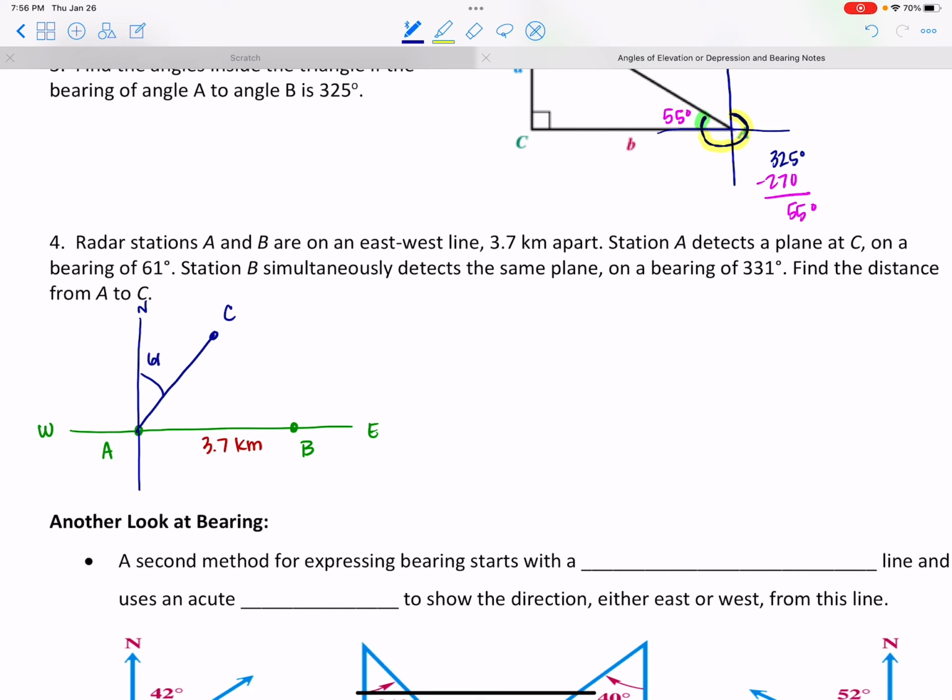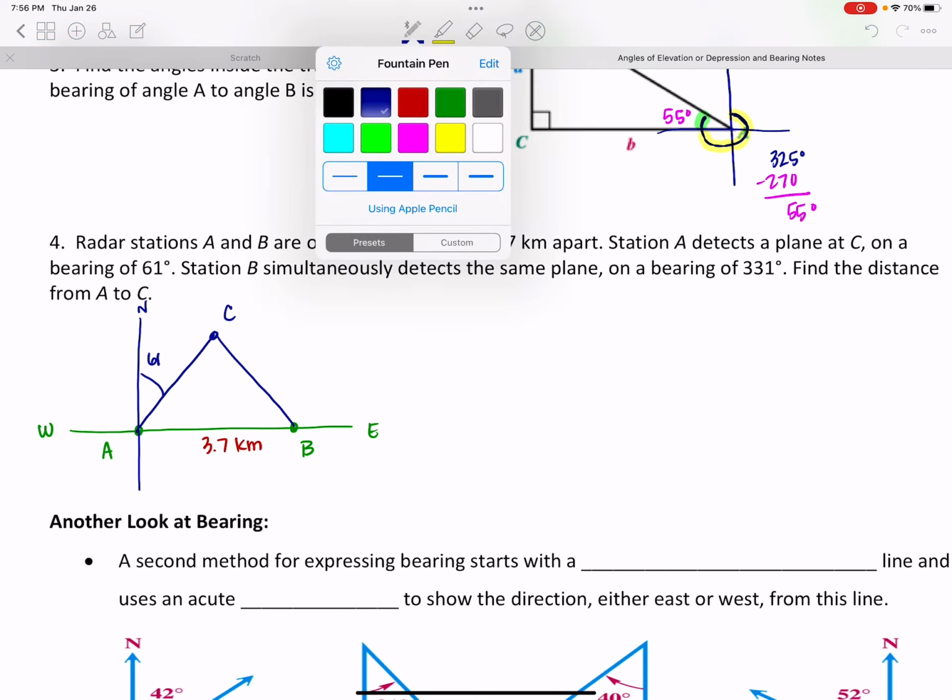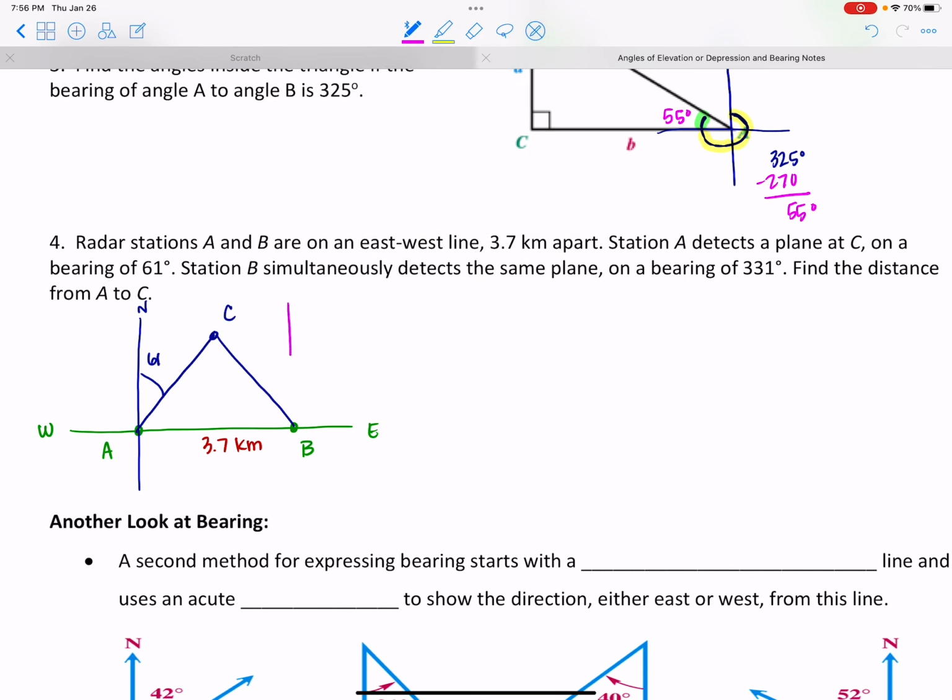And then simultaneously, B is detecting that same plane. So B is also detecting that plane. So it can see the same thing. It says that the bearing for that is 331 degrees. So let's draw this one here. It should make sense too. If we went from our north from B, then that's a 331 degree bearing right there. And that makes sense. 331 degrees definitely got to be the 90, 180, 270, and then a little farther to get into that triangle. So we want to try to use the triangle to do some solving.